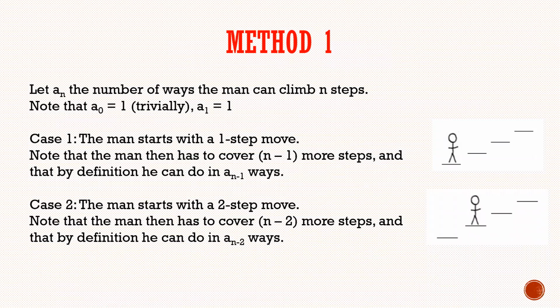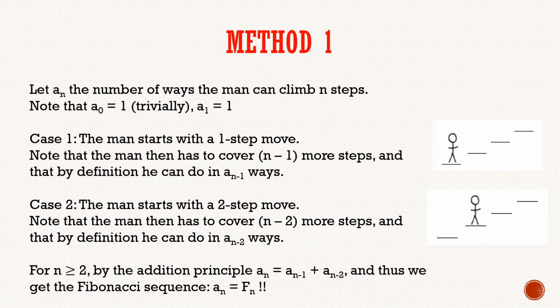Case 2. The man starts with a two-step move. Notice that the man then has to cover n minus 2 more steps, and the constraint that he can do so in only moves consisting of one steps or two steps again holds. So by definition, he can do it in a_{n-2} ways. Now by the addition principle, it is clear that we must have a_n equals a_{n-1} plus a_{n-2} for n greater than or equal to 2. And thus we get the Fibonacci sequence, a_n equals f_n.